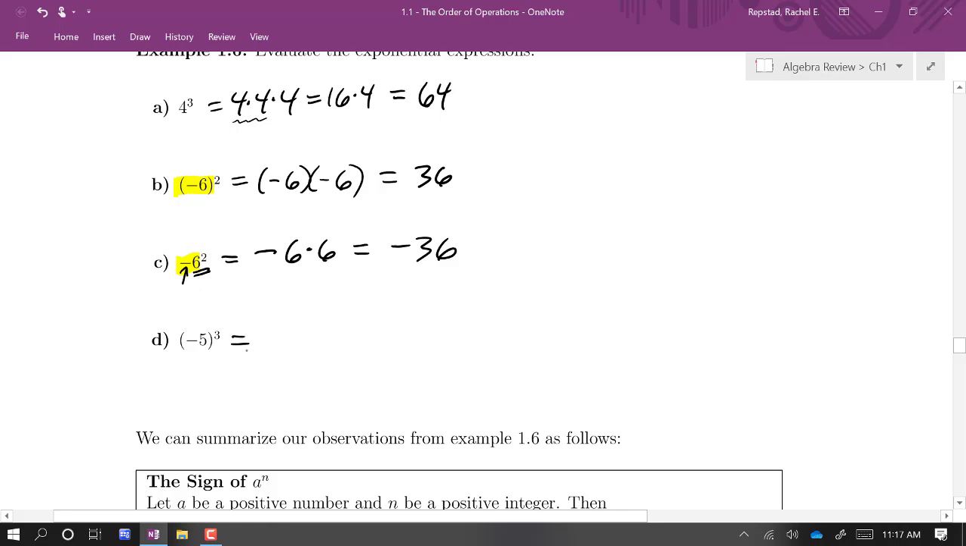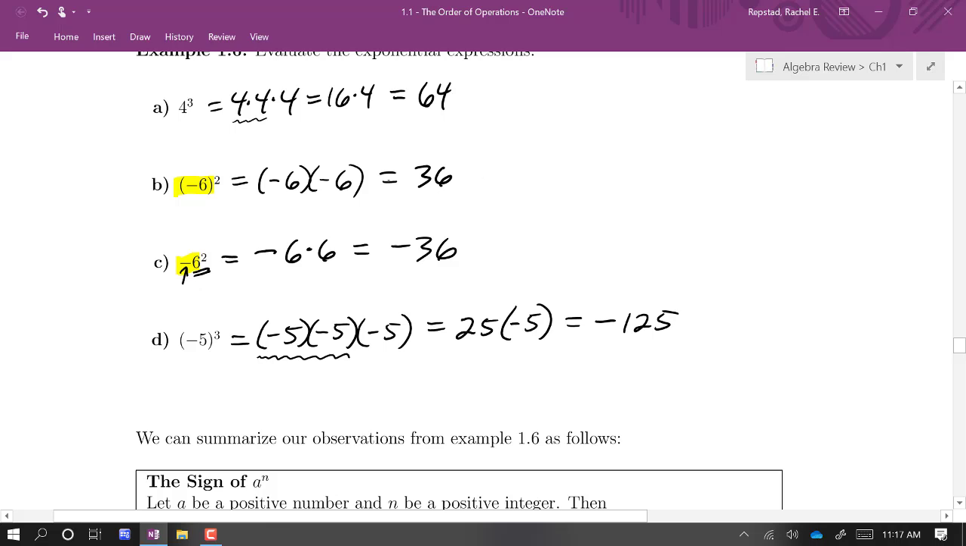Negative 5 cubed. Let's see, I've got negative 5 times negative 5 times negative 5, because again that's in parentheses, so I'm cubing the negative 5. Now let's see, negative 5 times negative 5 is positive 25, times negative 5, and 25 times a negative 5 is a negative 125. Now you might be wondering, why did we get a negative here?